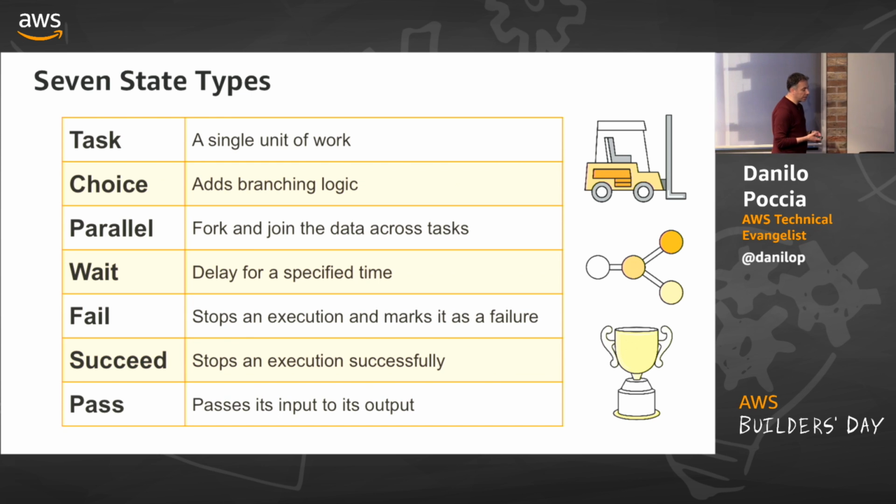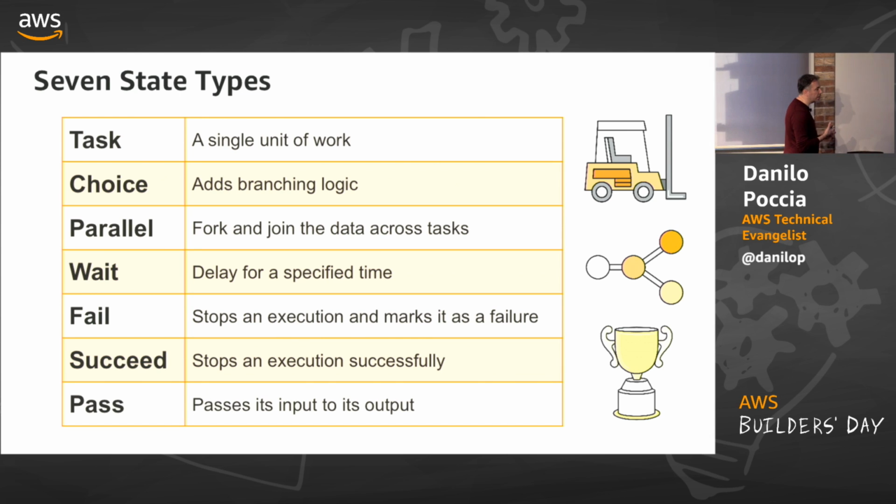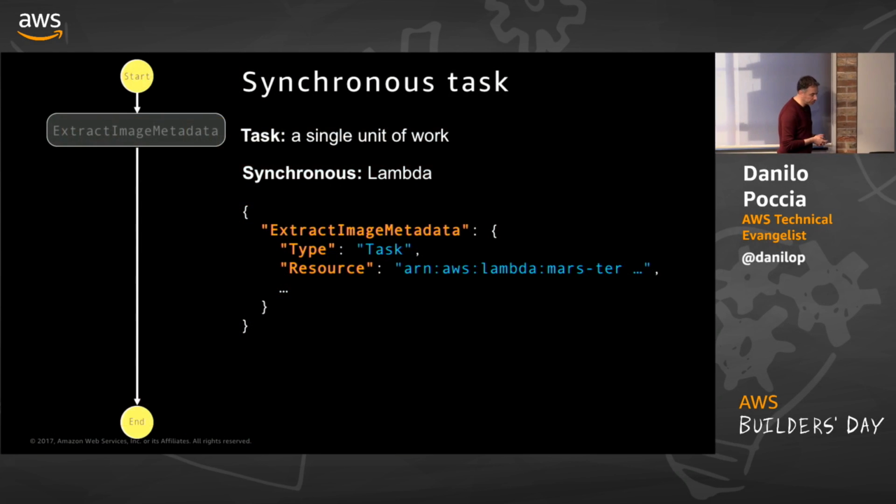And pass is a state that normally does nothing. It takes an input and gives out the same output. But since there is some manipulation of the state that you can do with the JSON syntax, you can use it to manipulate input and output in interesting ways. We will see a use case where this is done.